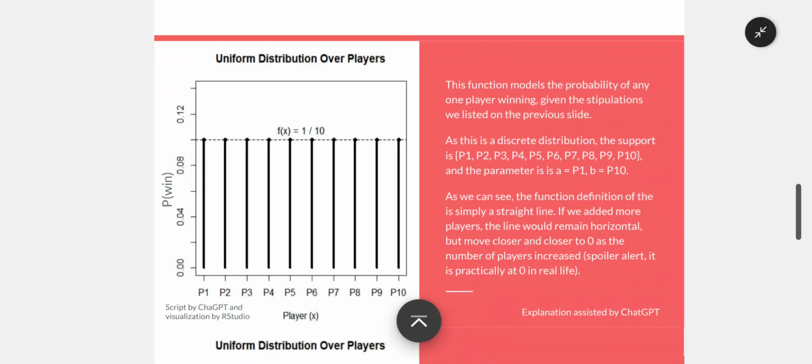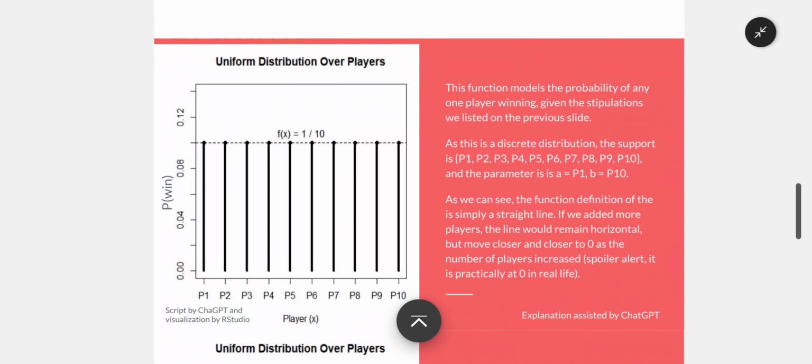So here is a uniform distribution with a discrete distribution right here on the left. So we can see this function models the probability of any one player winning. As you can see, there's multiple distinct outcomes there, given the stipulations that we listed on the previous slide. As this is a discrete distribution, the support is going to be P1 through 10.